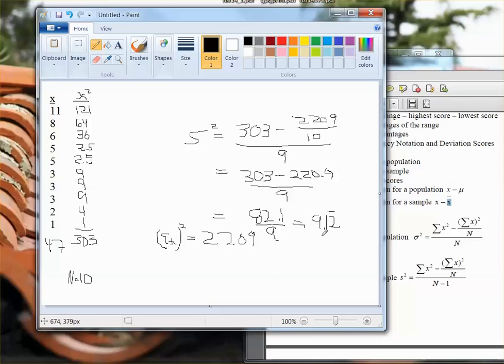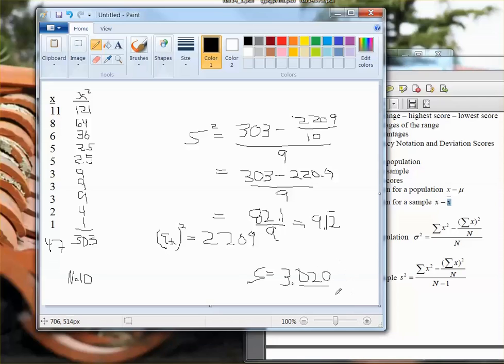Now, if you want the standard deviation, you take the square root of that. So s is the square root of this. It's all the same, so you just take the square root of that, and your standard deviation is going to be 3.020. And really 3 decimal places is adequate for the calculations that we make.